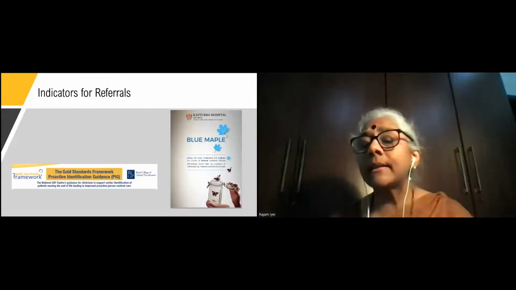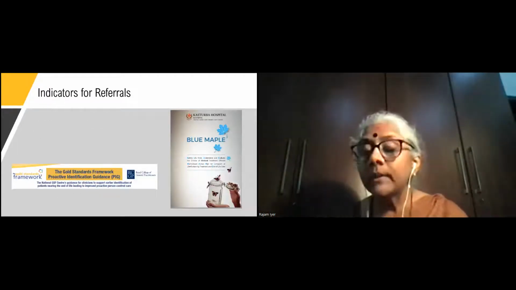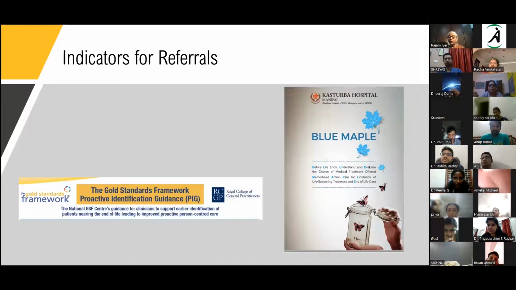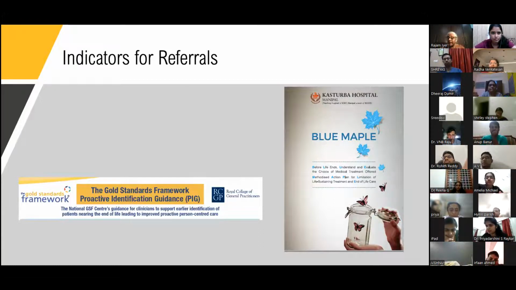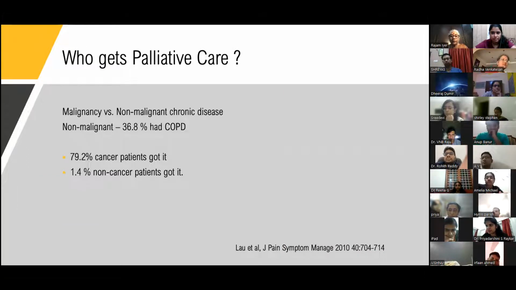And this is described beautifully in these 2 documents, which Pallium India will circulate to you: 1 is the Gold Standard Framework and 2 is the Blue Maple from Kasturba Hospital, Manipal, which gives you indication of referral in every chronic condition of every system. I request you to please read this, because it really will improve the care experience of your patients, and your stress levels will definitely reduce.